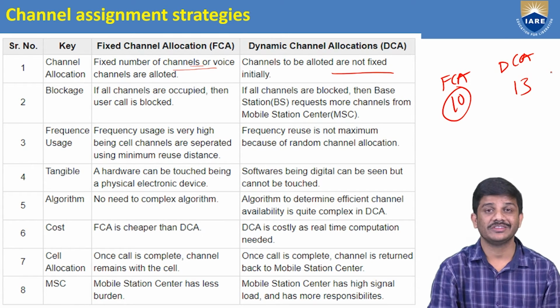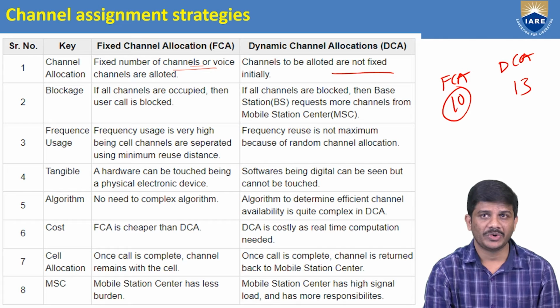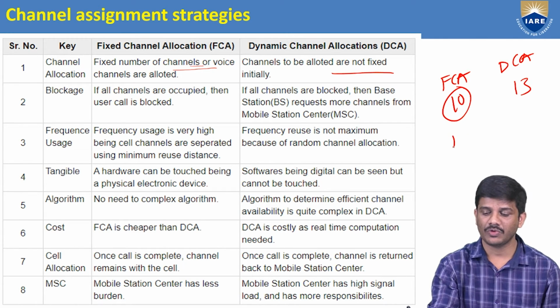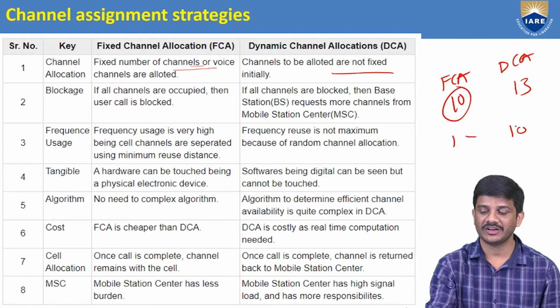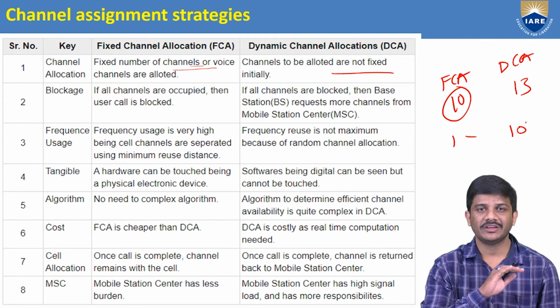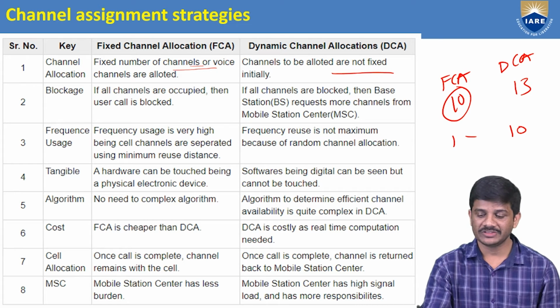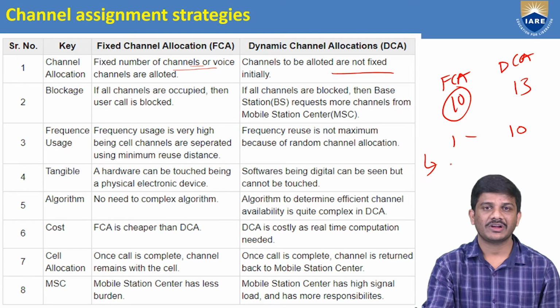Coming to blockage: if channels are occupied, then the user call is blocked. For example, here we have channels 1 to 10 in FCA. If all 10 channels are occupied, then for the next customer, what will happen? The call cannot be connected. An indication will come that the call cannot be connected.